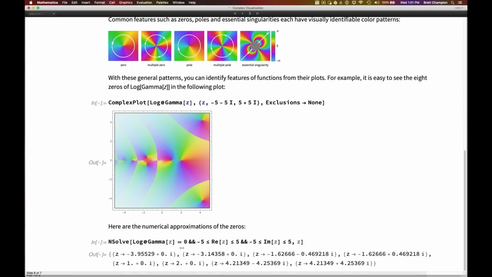And so once you get used to what the patterns look like, it's very easy to identify different types of features without necessarily running through a solver that, for a complicated function, might take a while, compared to how long it takes to generate the plot.